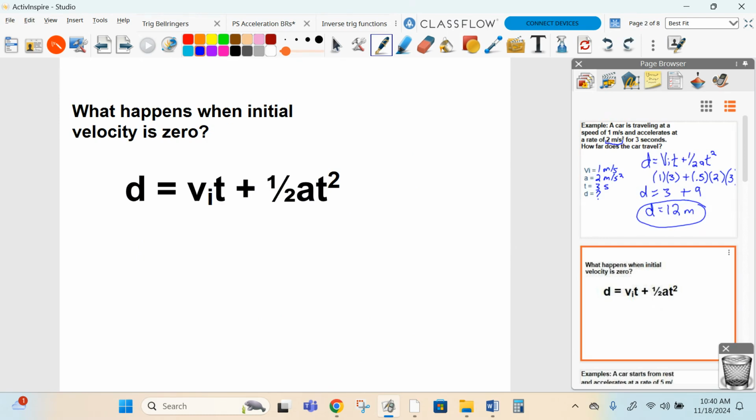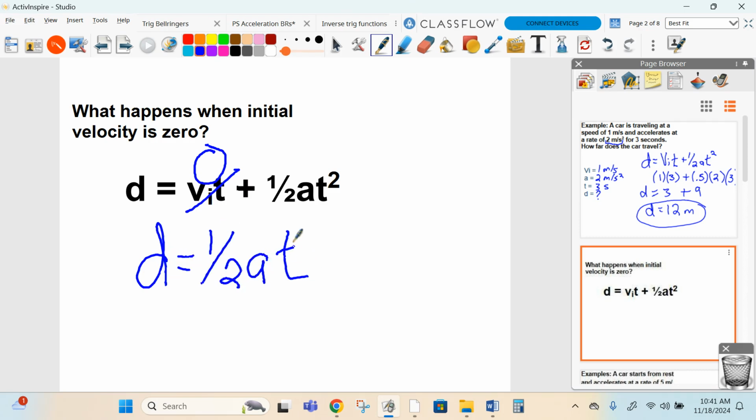Now, a lot of times when we use this equation, our initial velocity is 0. So what happens to our equation if our initial velocity is 0? Well, 0 times t, or 0 times anything, is just 0. So that whole term goes away. And what our equation ends up becoming is d equals 1/2 at squared. Or if you don't like this fraction, we can always write it as 0.5 at squared. Either one. It's both the same thing, because 1 divided by 2 is just equal to 0.5.